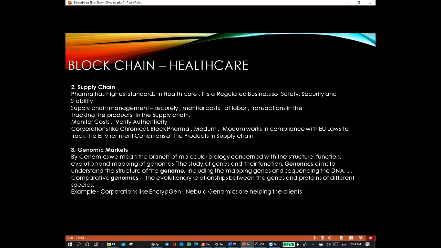Similarly, there are applications in genomic markets. When I say genomic markets, I mean when we are trying to do a mapping of the genes, trying to understand how the DNA is mapped with the genes, and also a particular structure for doing studies on the patients. We are able to establish relationships for the patients, and also the proteins for different species.